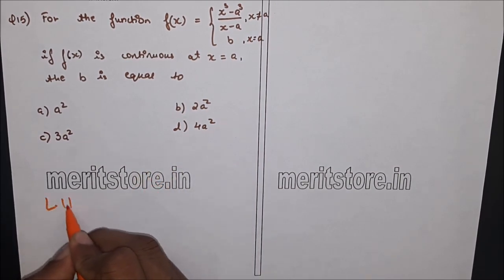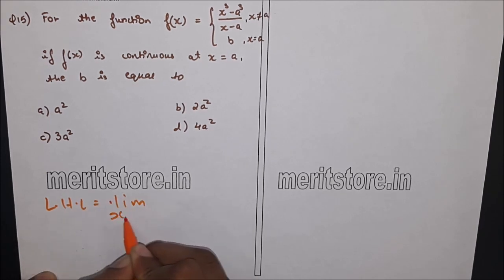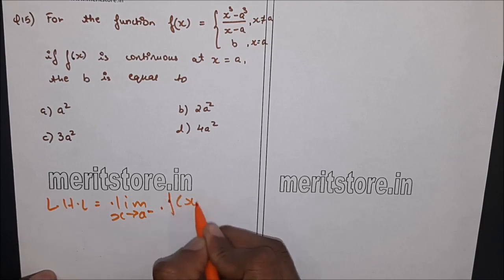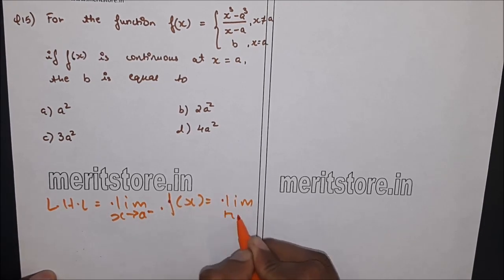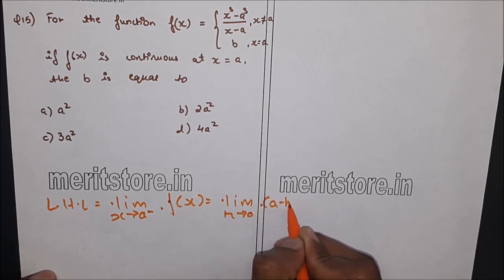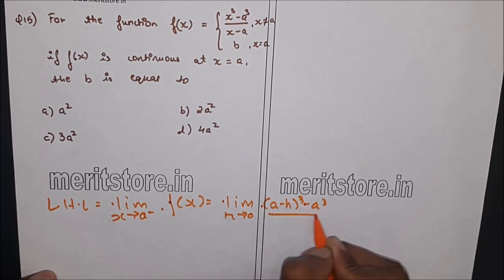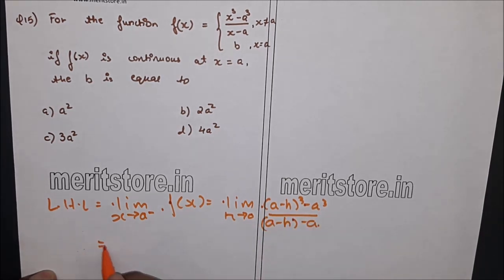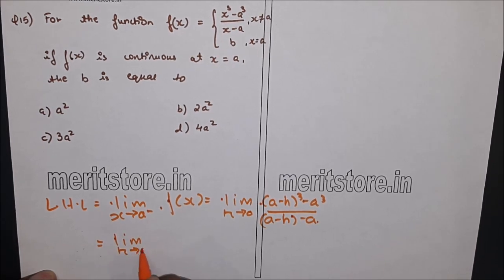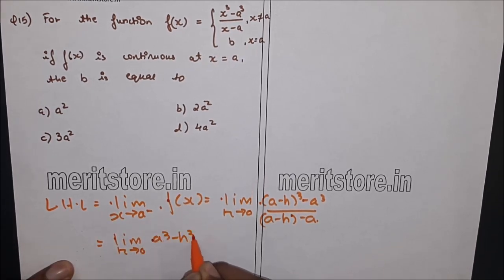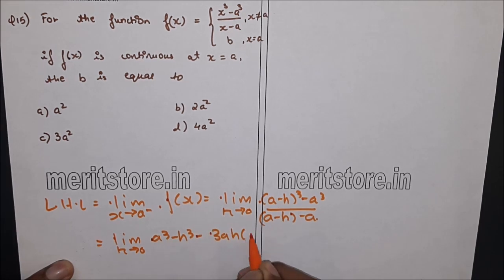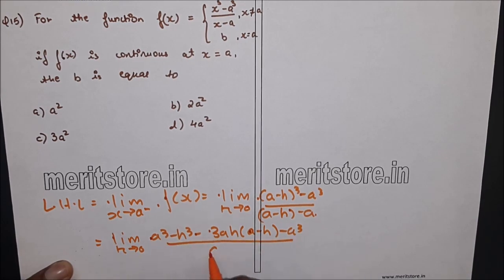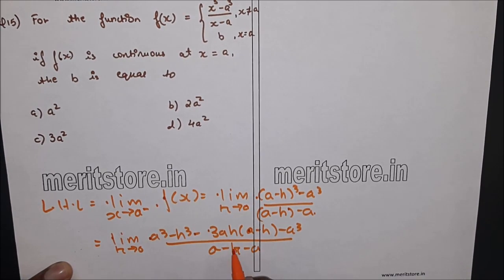For LHL, that is the limit x approaches a from the left hand side of f of x, is equal to limit h approaches to 0 of a minus h the whole cube minus a cube upon a minus h minus a. So we write this as limit h approaches to 0 of a cube minus h cube minus 3ah into a minus h minus a cube upon a minus h minus a.